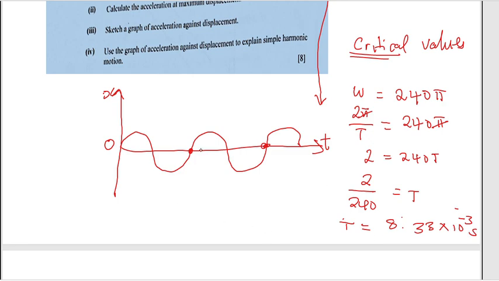On your graph, you write that value, 8.33, and here the value will be 8.33 multiplied by 2. My calculator is giving me 16.7. So I'm going to say my time is in terms of times 10 to the power of minus 3 seconds here. And then the other thing is to mark the amplitude, which is the maximum displacement.